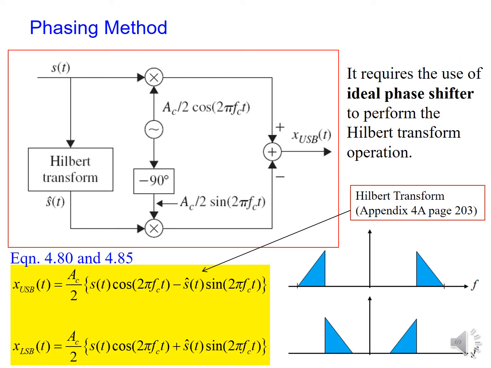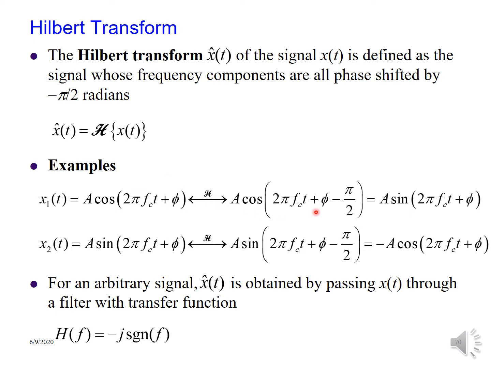If you want to use the phasing method, you have to transform the signal using the Hilbert transform, and also the carrier using the Hilbert transform. If you want the upper sideband, you use the minus sign, and for the lower sideband it is the plus sign. Here we cancel out the second part of the signal. The Hilbert transform shifts by minus pi over 2, so sine becomes minus cos, and cos becomes sine.